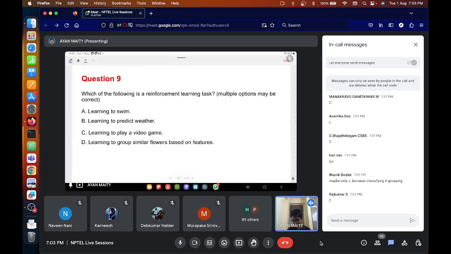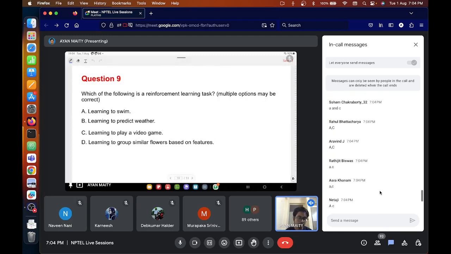So now we can move on to question 9. Which of the following is a reinforcement learning task? Multiple options may be correct. So you have to find out which of the following is a reinforcement learning task. Multiple options may be correct again. There are 4 options: learning to swim, learning to predict weather, learning to play video game, learning to group similar flowers based on features.